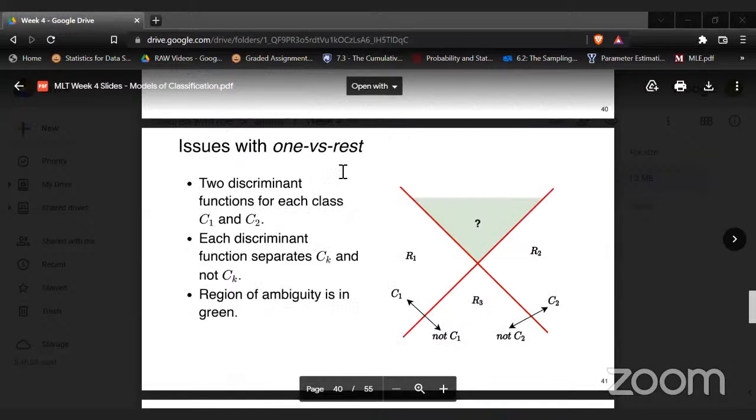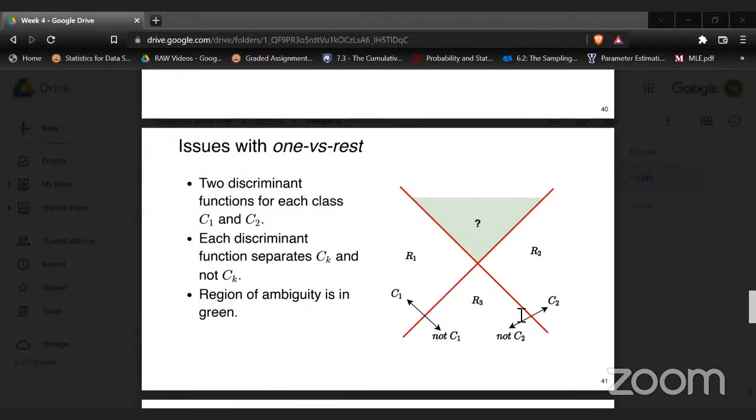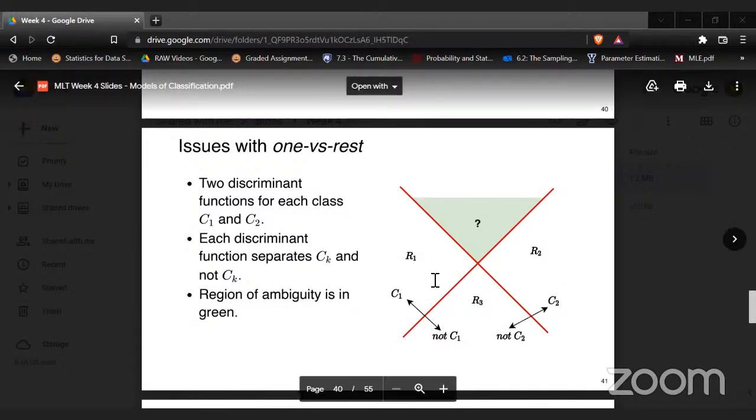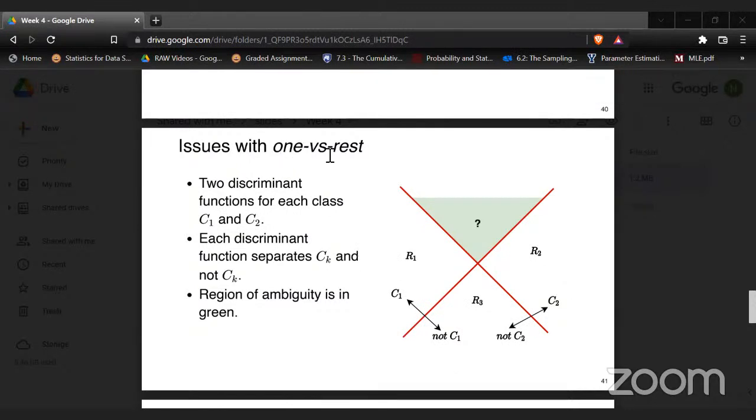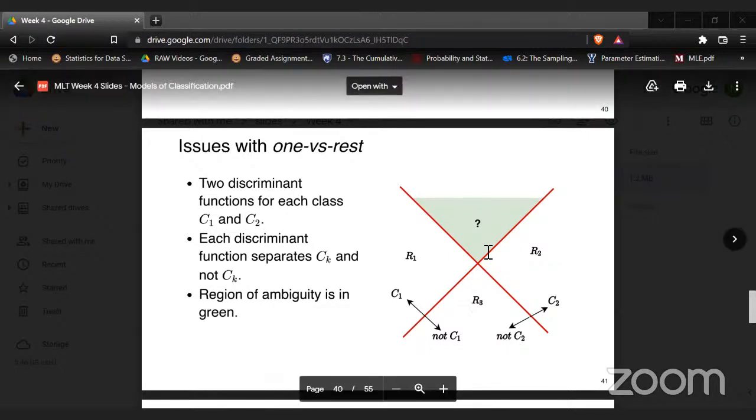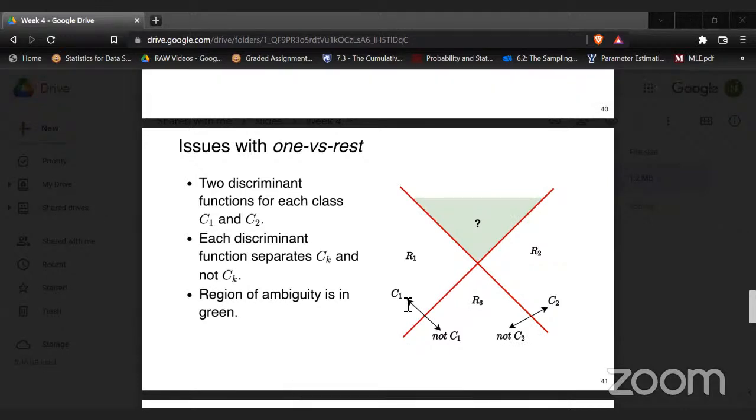Okay, so here in one versus rest, let's say you have 3 classes, class 1, 2, and 3. Corresponding to that, you will find one versus rest. So in one versus rest, you will find C1 versus not C1, and C2 versus not C2. Let's say this is your discriminant function or hyperplane for C1 and not C1, and this is the hyperplane corresponding to C2 and not C2.